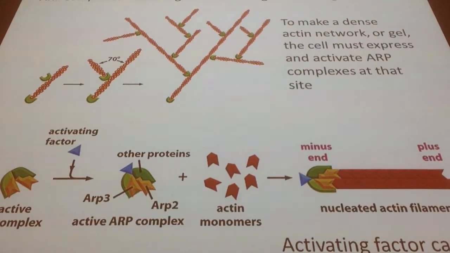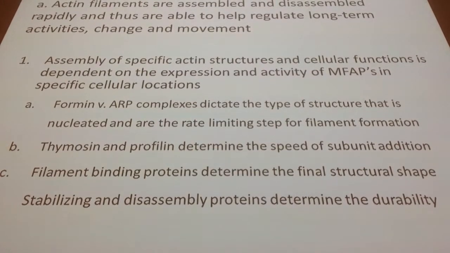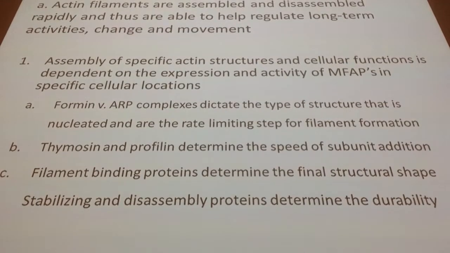Okay, good. So let me take 5 minutes. That's enough time. The next thing that we have to be concerned with is part B. So part A, we're good with part A, right? Okay. Part B. Thymosin and profilin. Thymosin and profilin are regulatory proteins to determine the rate of assembly and disassembly.